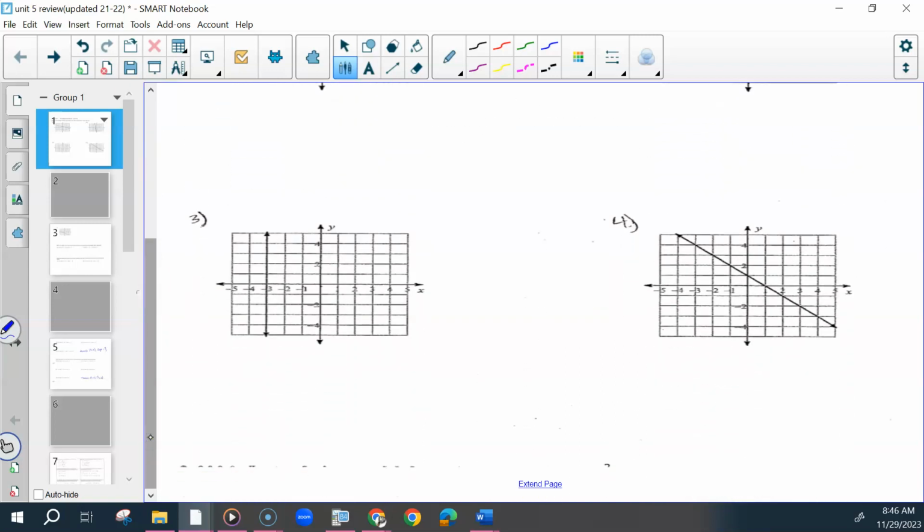For number 3, you have to remember your boy bucks. This is a vertical line. If it's a vertical line, that's an x equals. And you're looking for where does this line cross the x-axis? What number would that be? -3. And that would be our equation. X equals -3.